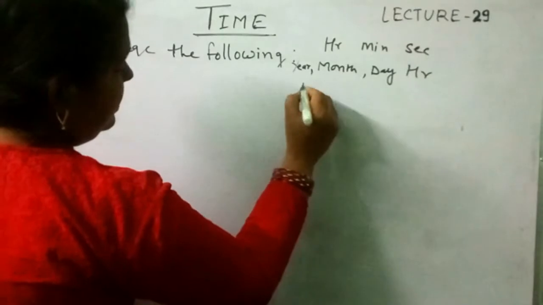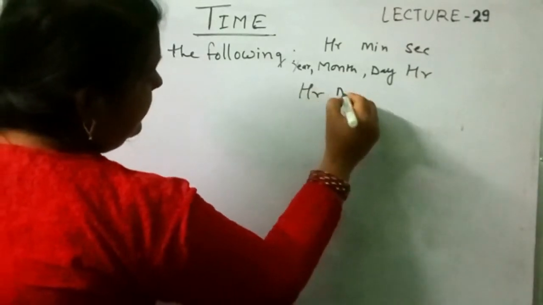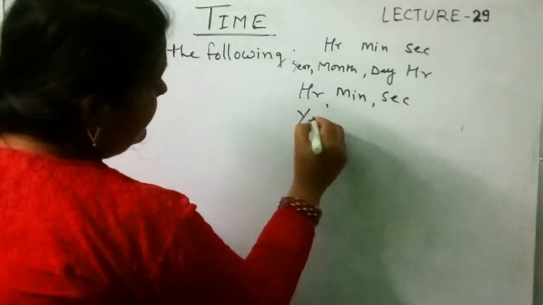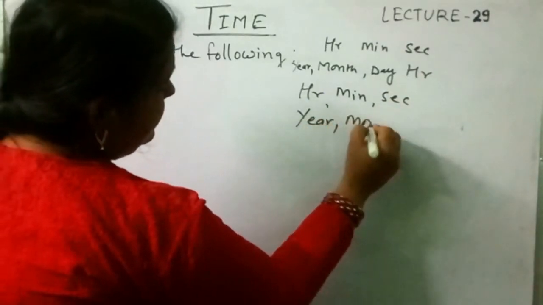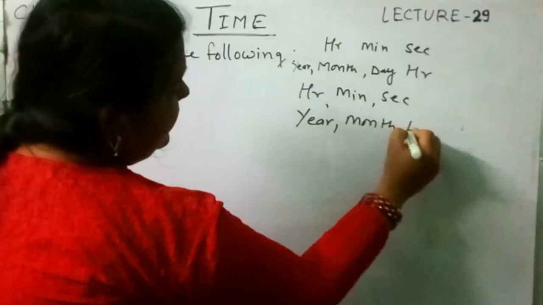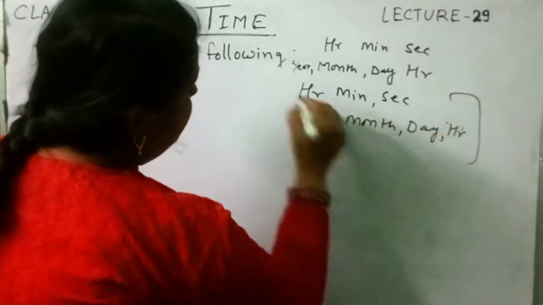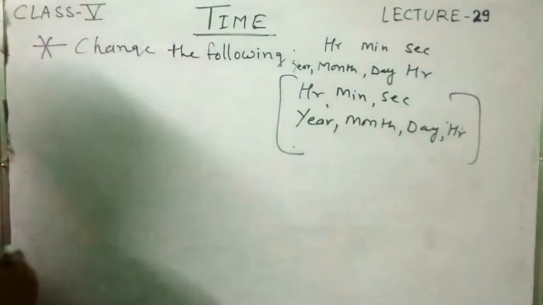So you write this order in your copy also, because it is easy for you to see lower unit and higher unit. And this one is okay.